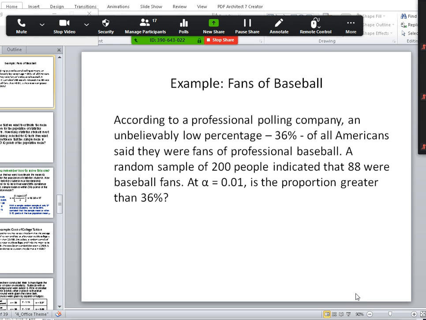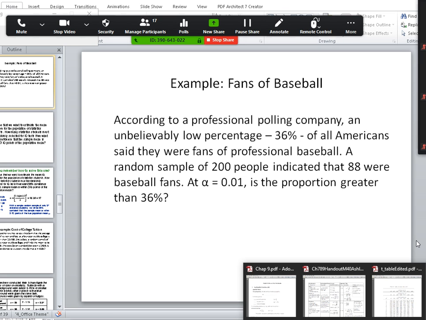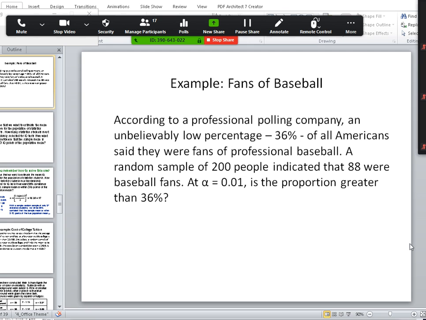Samantha, go ahead and read. According to a professional polling company, an unbelievably low percentage, negative 36% of all Americans said they were fans of professional baseball. A random sample of 200 people indicated that 88 were baseball fans. At alpha 0.01, is the proportion greater than 36%?